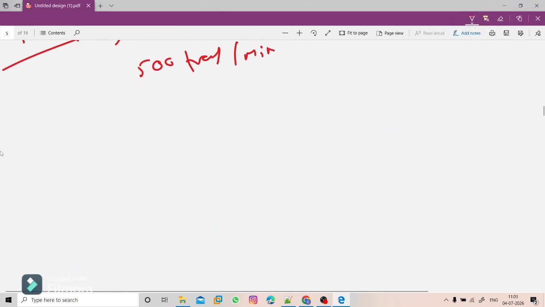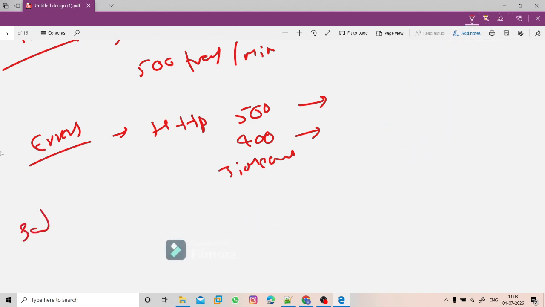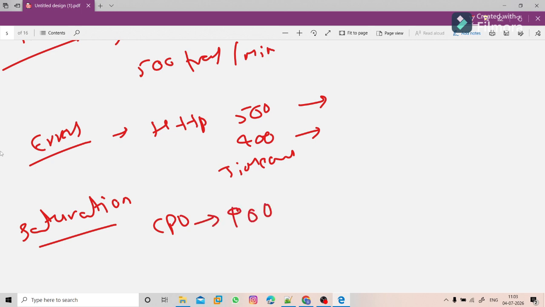And we have errors. In errors we have HTTP 500 errors, 400 errors, and timeout errors. These are the errors. Another one is saturation. Suppose we have a CPU, and the CPU reaches 100%. After the CPU reaches 100%, performance starts degrading. So that is the saturation point.